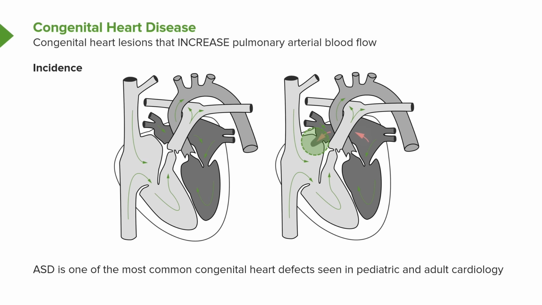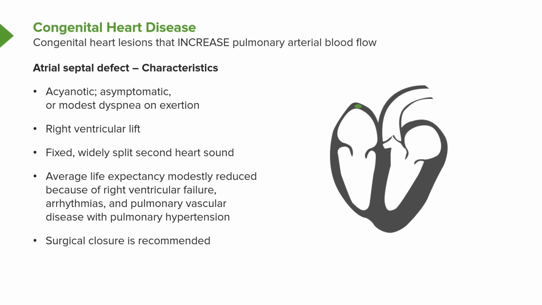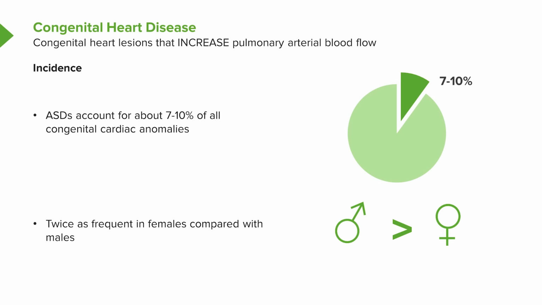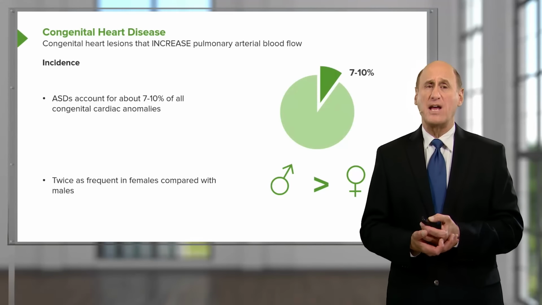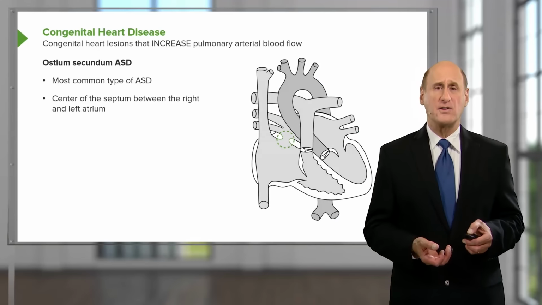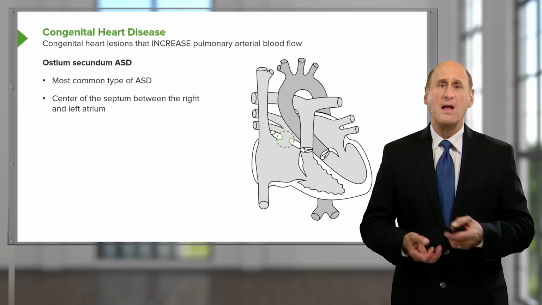Interestingly enough, VSD can spontaneously close during childhood because of some hypertrophy of the septum. So often pediatricians will follow smaller VSDs. They don't have to be closed. Larger VSDs, of course, create a large pulmonary blood flow and do require closure. It turns out that ASD is a little more common in males than in females. And as you see, about 7 to 10% of congenital heart disease is an atrial septal defect.